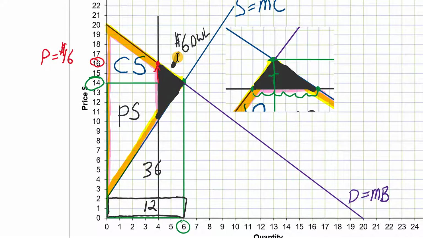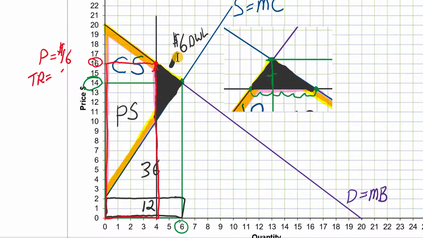If the market price is $16 now for only 4 units, then we can see the new total revenue would be 4 times 16, price times quantity. So total revenue would be $64. Now, if consumers are paying a higher price, then their consumer surplus is going to be smaller, right? So that consumer surplus is only going to be this smaller triangle. Consumer surplus is always above the price consumers are paying and below the demand curve.